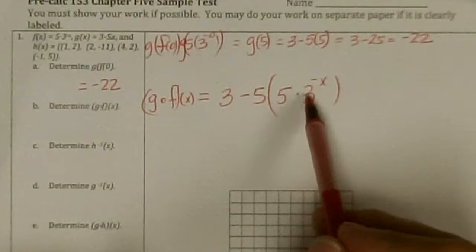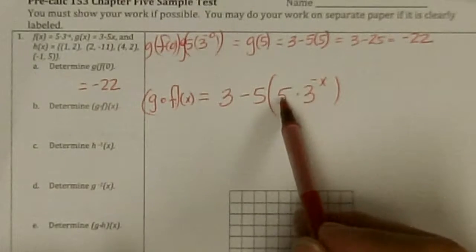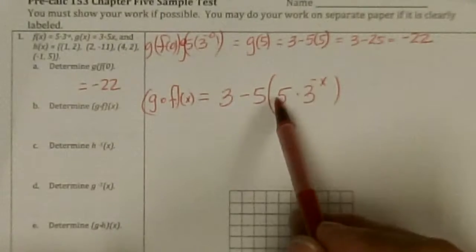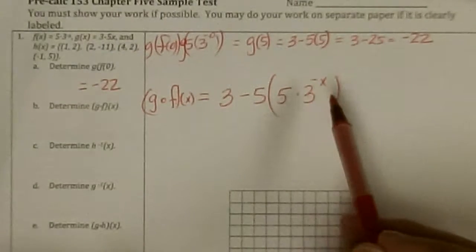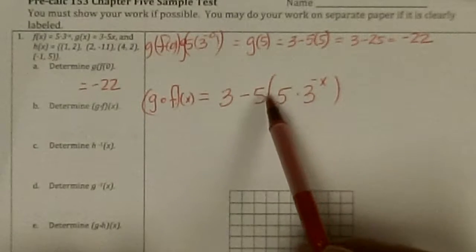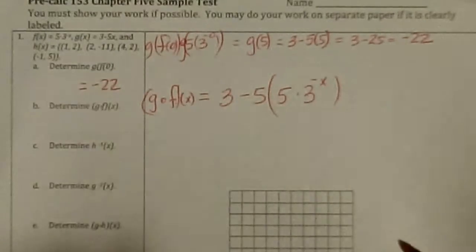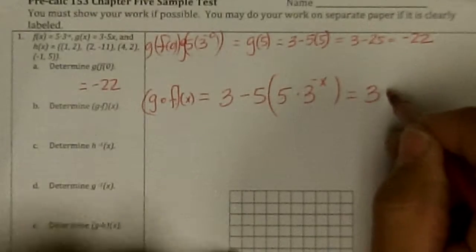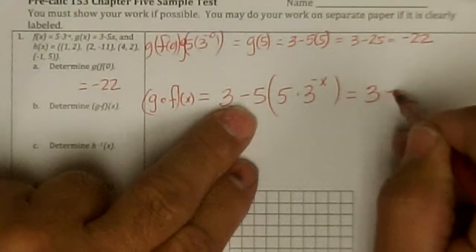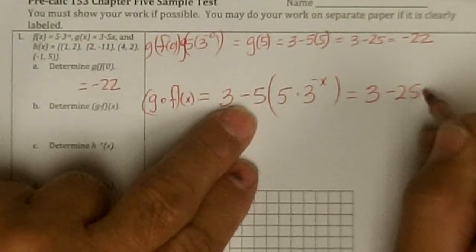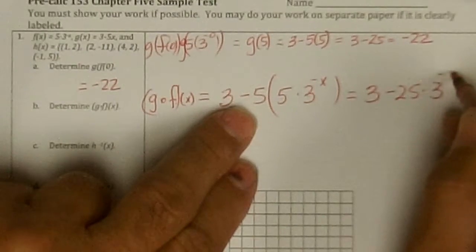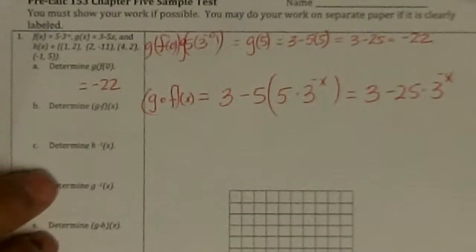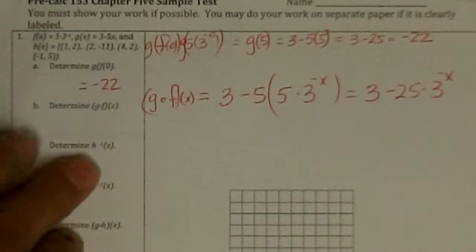Now, this 3 is to the negative x, so we can't multiply the 5 times the 3 because this has got a power that's got to happen before multiplication according to rules of order. But these 5's can be multiplied, so this can become 3 minus 25 times 3 to the negative x. Okay? Now let's go to the next one.